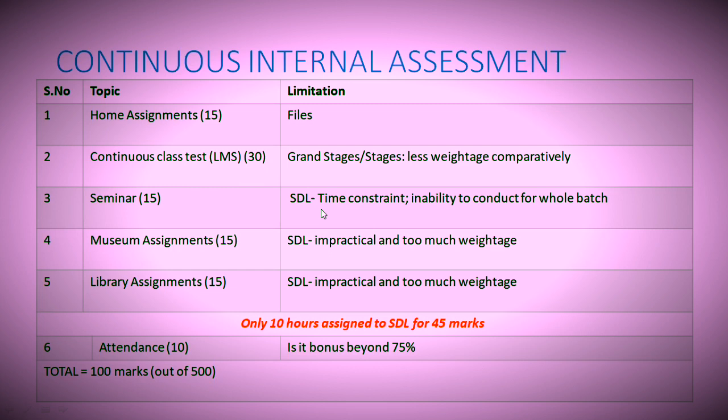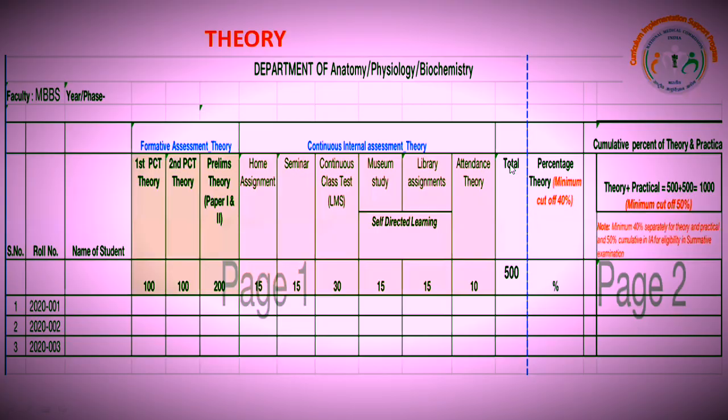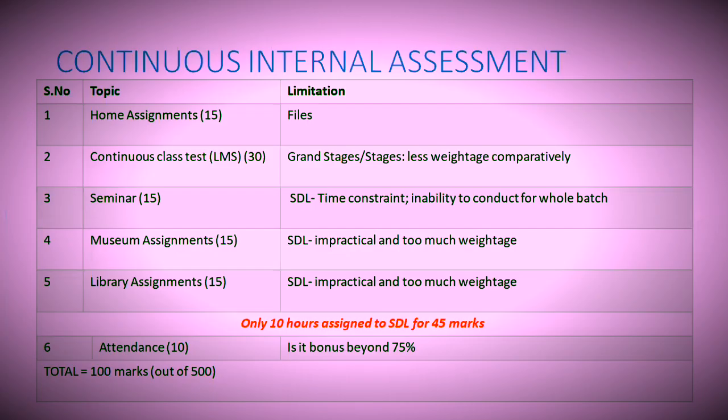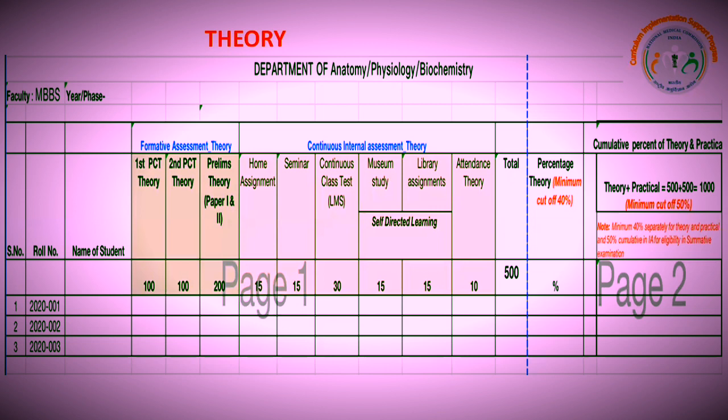Dr. Kavita, you just go to the first line of that table, the splitting of these 500 marks. Yes, ma'am. So now, Kavita, we have to see what you have been doing and how you can put it in this framework, because some things we are already doing. It's not that everything is new. Like the continuous class test, we are already doing. What sort of continuous class test are you taking?